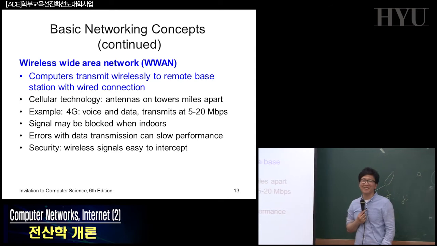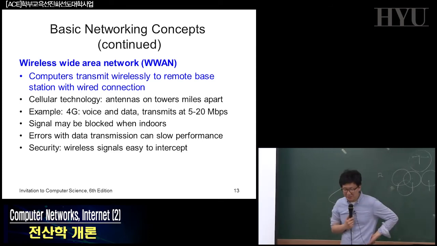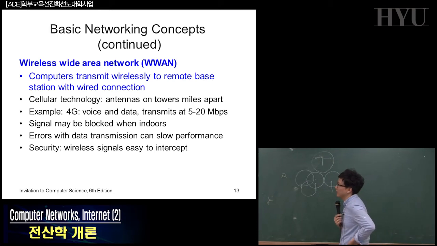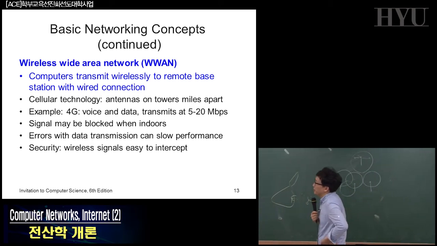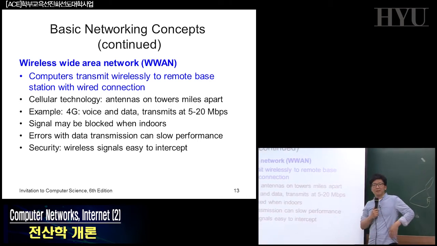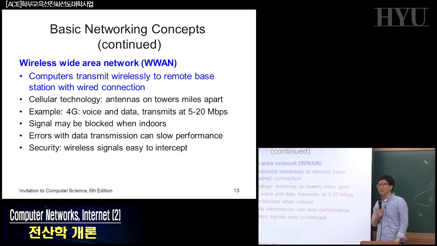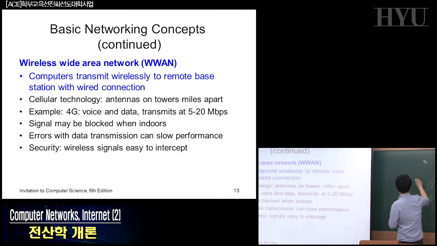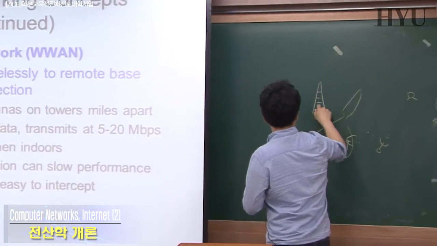캠퍼스에 몇 개나 찾는지. Basic network concept continues. Wireless wide area network (WWAN). Computers transmit wirelessly to a remote base station. Base station means a station with the big antenna. So it can transfer. They usually draw it this way.